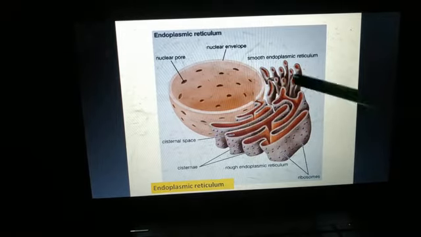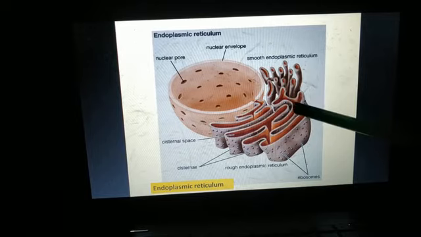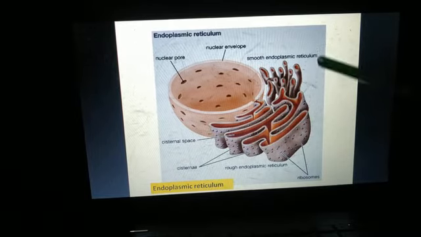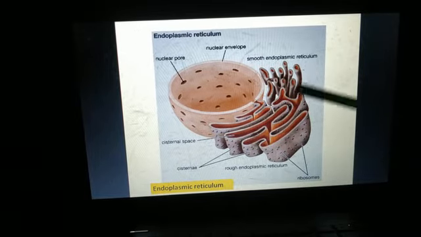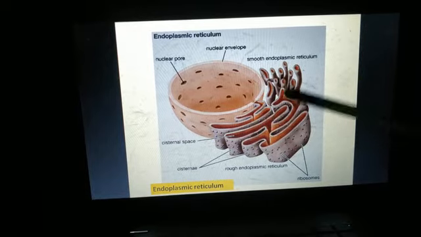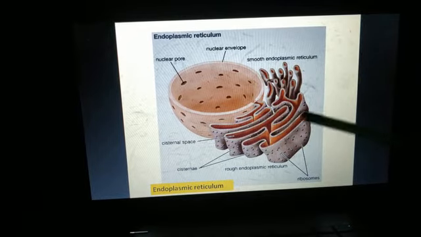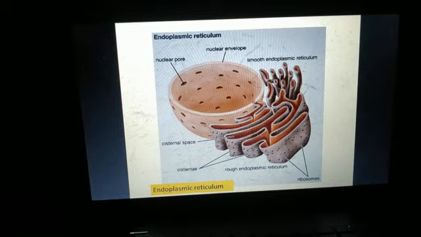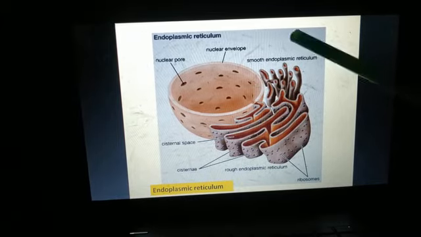So endoplasmic reticulum consists of flat membrane bound sacs. These are flat membrane bound sacs. These are sac-like structures which are called cisternae. So cisternae means sac-like structure.